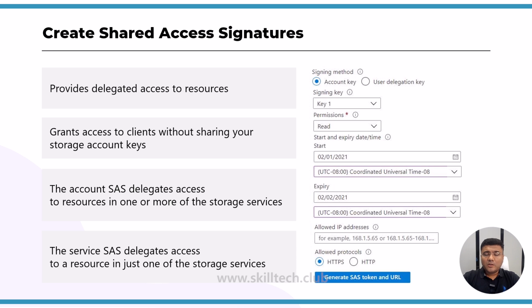You can see that when you create a SAS token, which is a shared access signature, it is going to help you provide delegated access to a specific type of resources. Not only that, you can grant access to a client without sharing your storage account keys, because they are going to use either key 1 or key 2 as a signing key, and using those keys the token is going to be created. Also, you can control how long the token will be valid and at which particular date and time it's going to expire.